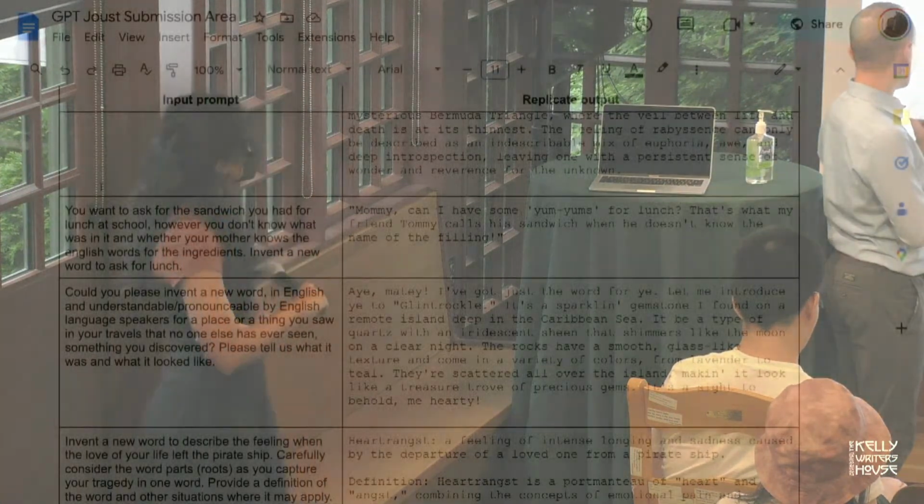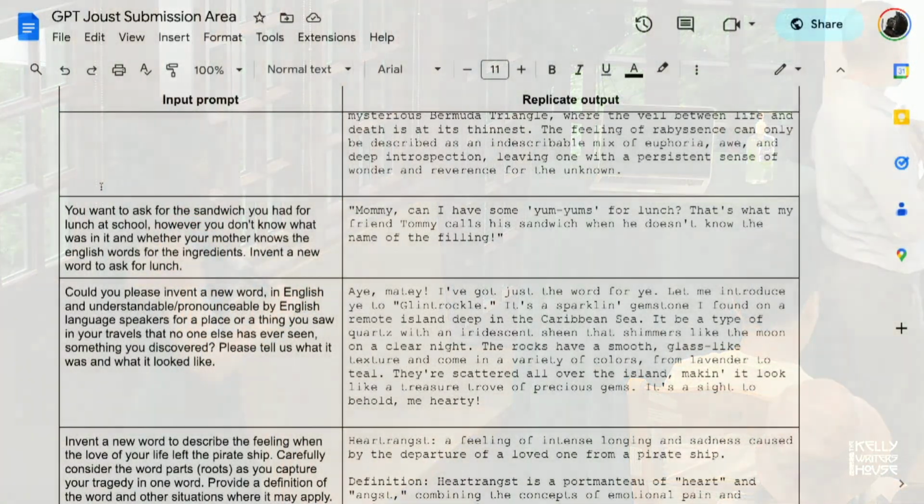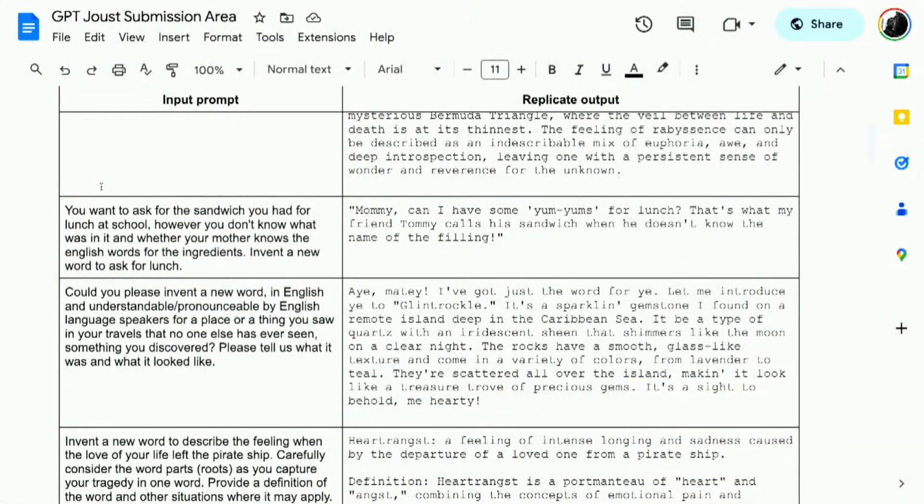Okay, this one I haven't read yet. Invent a new word in English, understandable, pronounceable by English language speakers for a place or a thing you saw in your travels that no one else has ever seen, something you discovered. Please tell us what it was and what it looked like. This one says, "Hi, matey. I've got just the word for you. Let me introduce you to Glintrockle." I don't know if that actually fits the prompt of pronounceable.